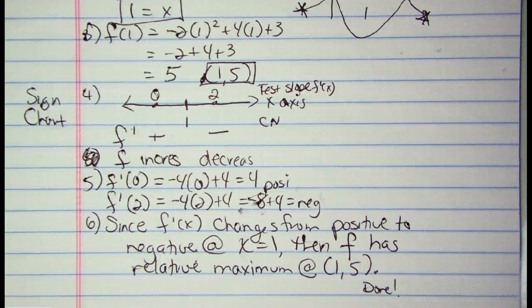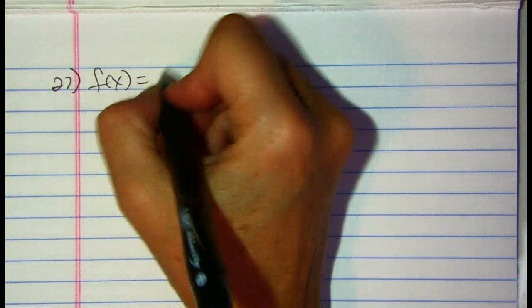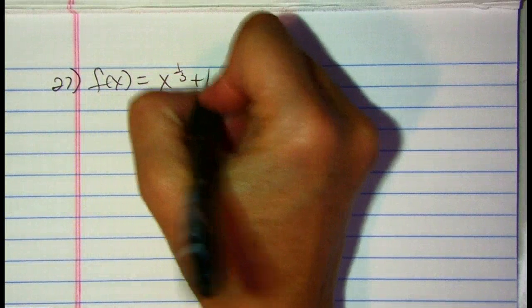I'm going to work on a second problem, and then I will be done for today. The second problem will produce a little bit of an issue, which is why I want to show it to you. Number 27. So the original function f of x is x to the 1/3 power plus 1.